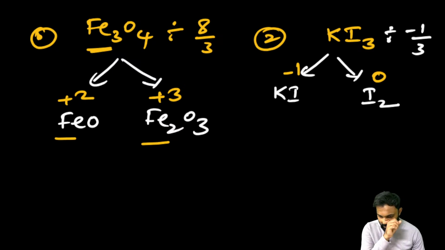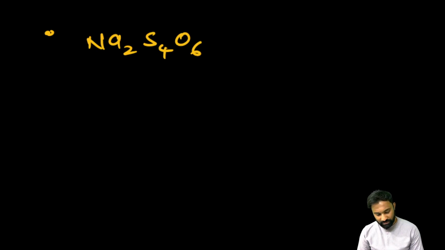The next very important molecule that we are going to see is the IPO. That is Na2S4O6. Na2S4O6 is the IPO. Then what is the sulfur oxidation number?